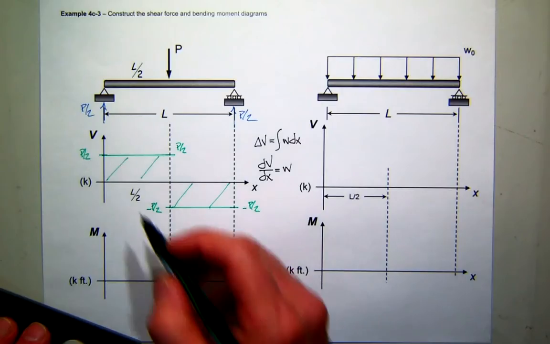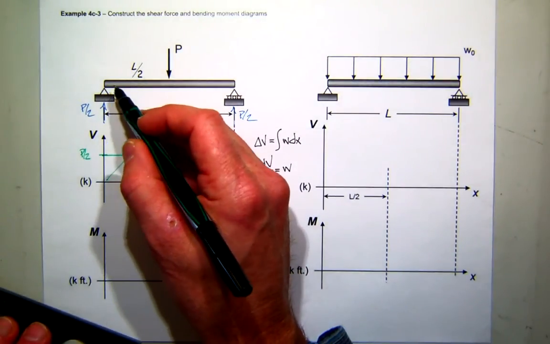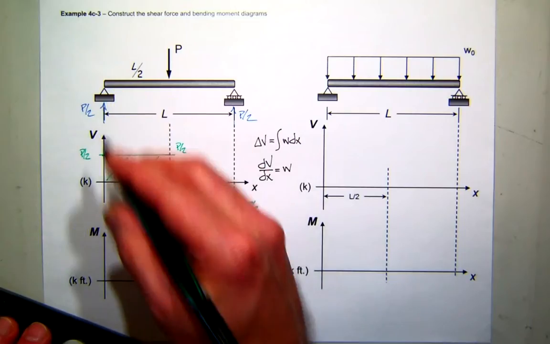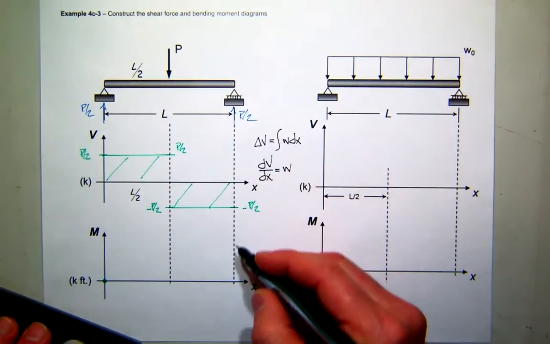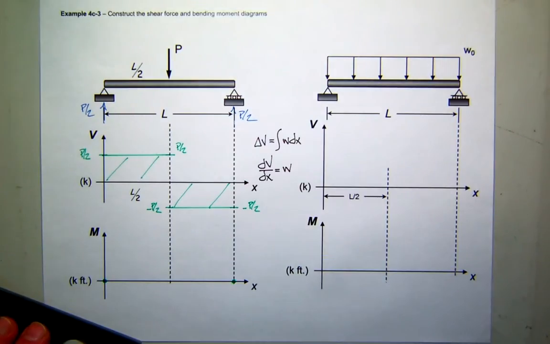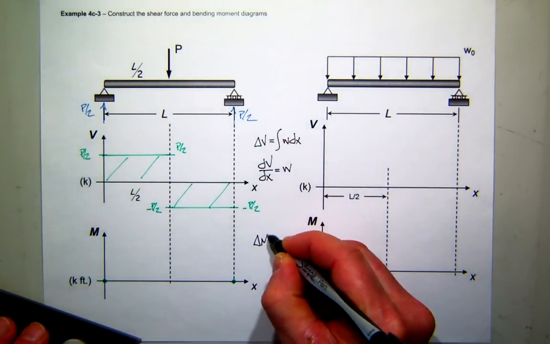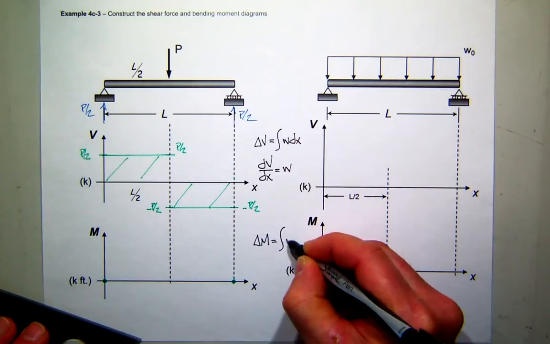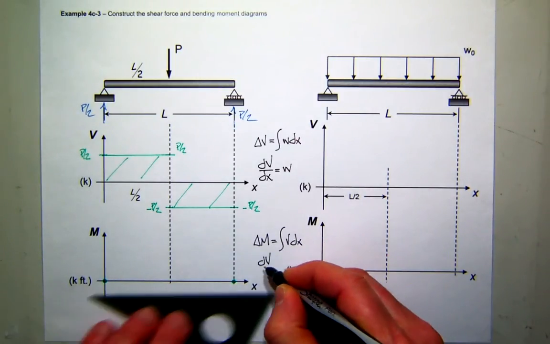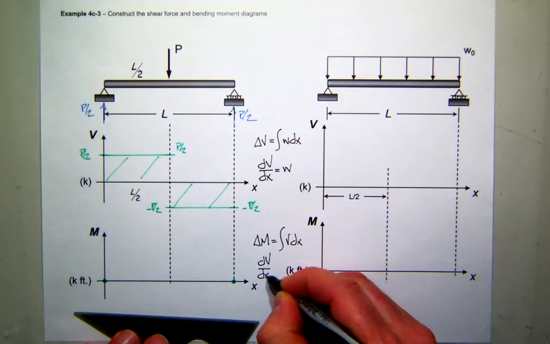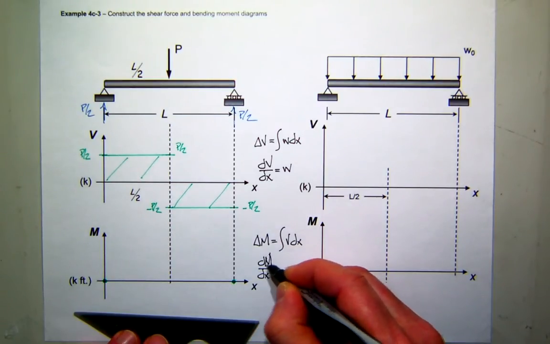Now let's do the moment. What's the moment here? What's the moment at a pin? 0. What's the moment at this pin? 0. According to my relationships, the change in moment between any 2 points is the area under the shear diagram. And then the shape of the moment diagram, its slope, is given by the shear.